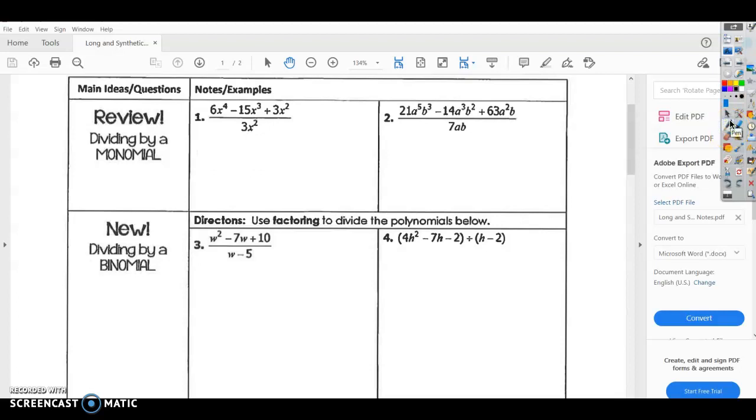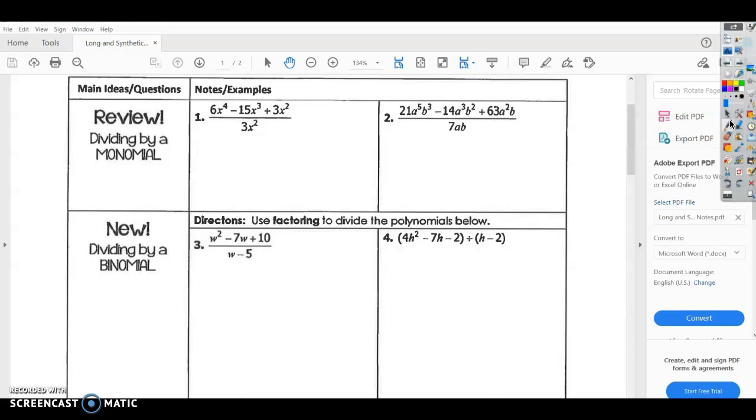All right, guys, we're going to talk about dividing polynomials today. So an expression of more than two algebraic terms, especially the sum or difference of a term, is considered a polynomial. So if you look at number 1, 6x to the fourth minus 15x cubed plus 3x squared is a polynomial. And then 3x squared is a monomial. It's one term.